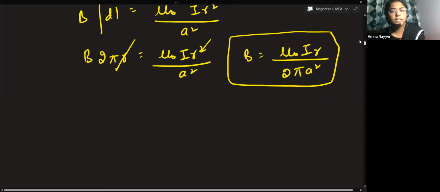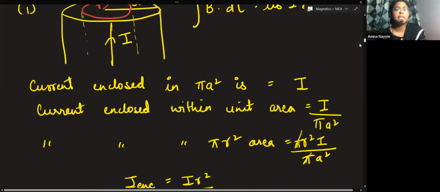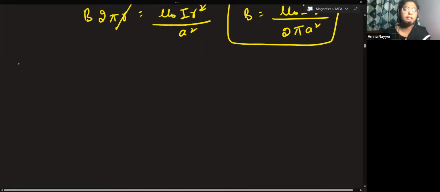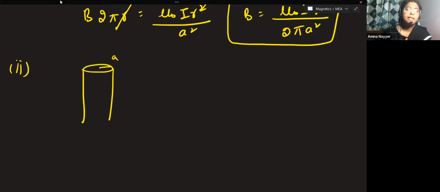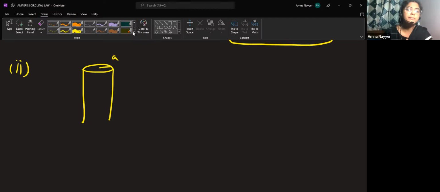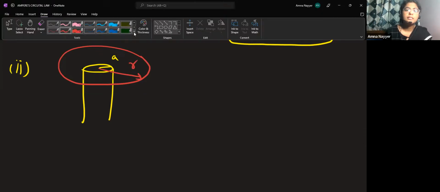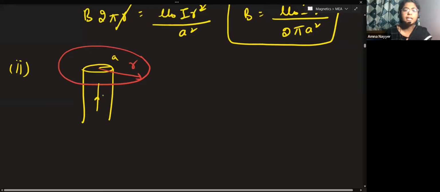Now, this was the first part. If I choose the second part, it means exterior to the wire, a point lying outside it. So if it is lying outside, this is the wire, cylindrical wire of radius a. Now I have to choose outside, means my Amperian loop will be this. This will be the Amperian loop with radius small r. And current I is flowing.